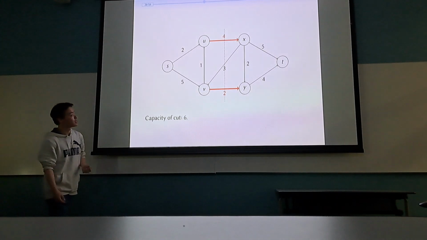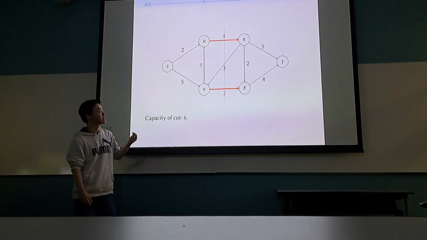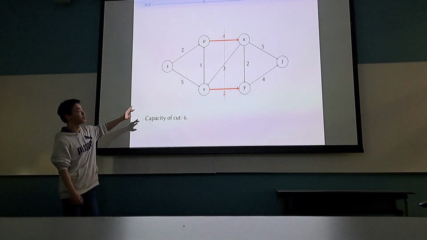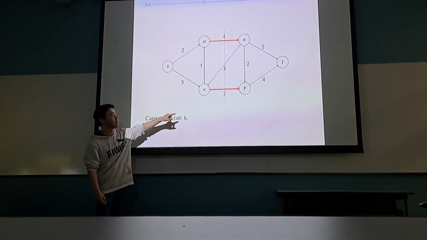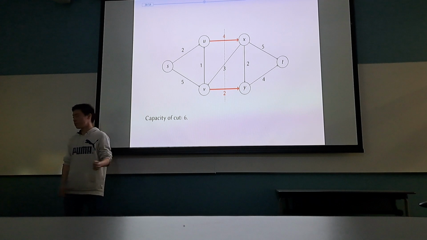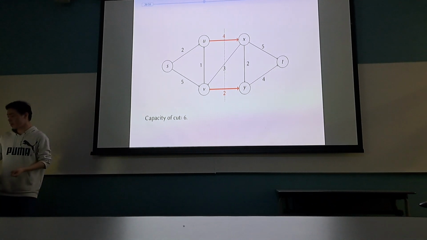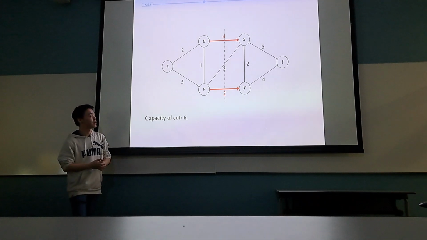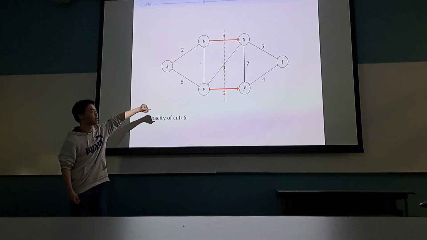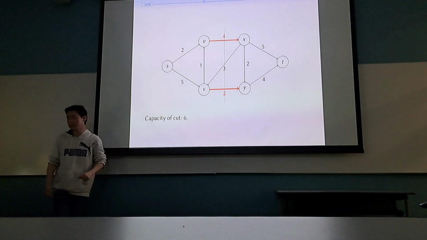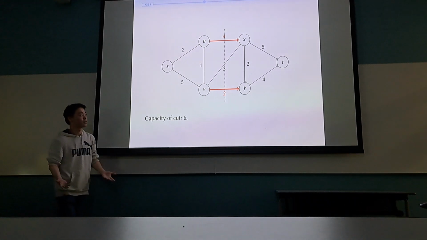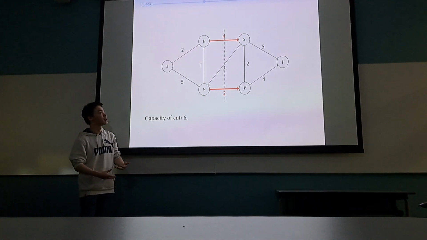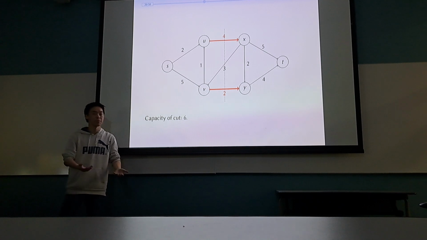Here, you can see that there are, technically speaking, three edges that pass through the cut. But one of them is facing the wrong way, so we don't count that. Instead, we count only the 4 and the 2, and that's going to be a cut. It might not necessarily be the minimum cut, but it's just going to be some cut.